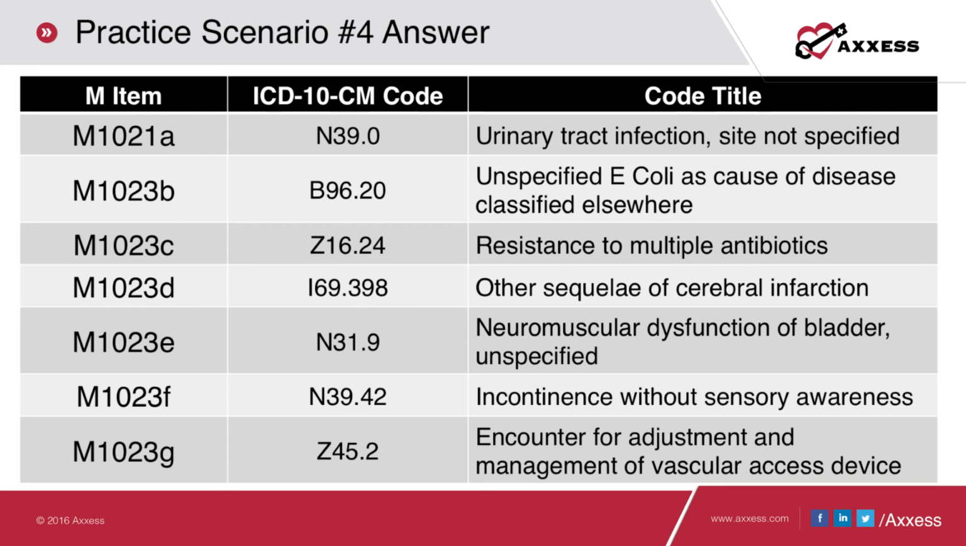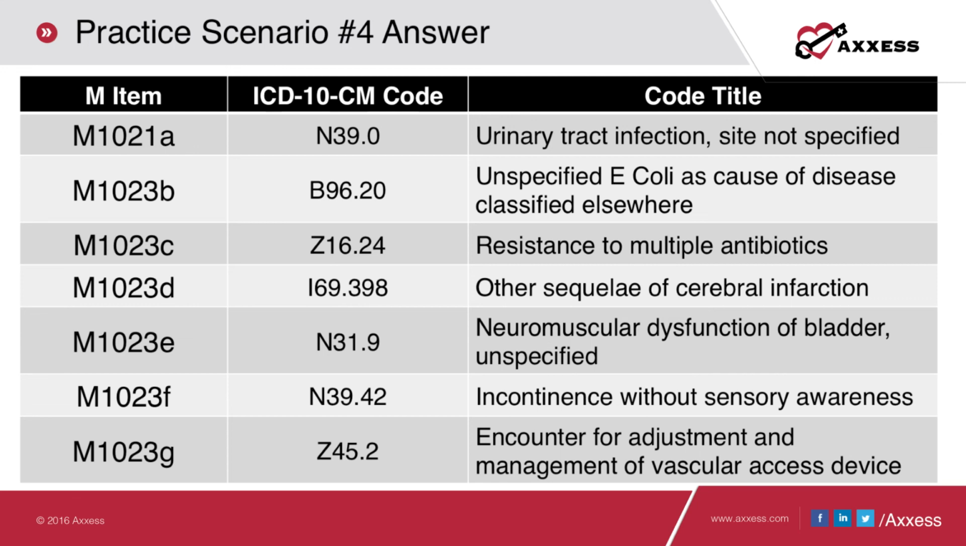There's guidance that tells us to use additional code to identify the organism, and for that reason we've listed B96.20, unspecified E. coli, as cause of disease classified elsewhere. Now, we had in our scenario that this particular strain of E. coli is resistant to most antibiotics. It didn't say MRSA particularly. So for that reason, we have to add a status code, Z16.24, resistance to multiple antibiotics. And you'll see guidance to do that when you get into the AB categories to use additional code to identify resistance to antibiotics.